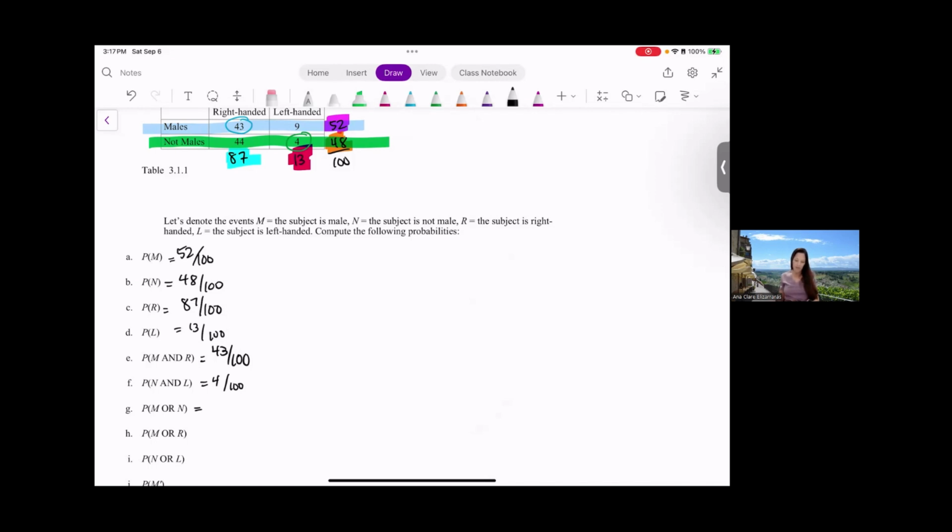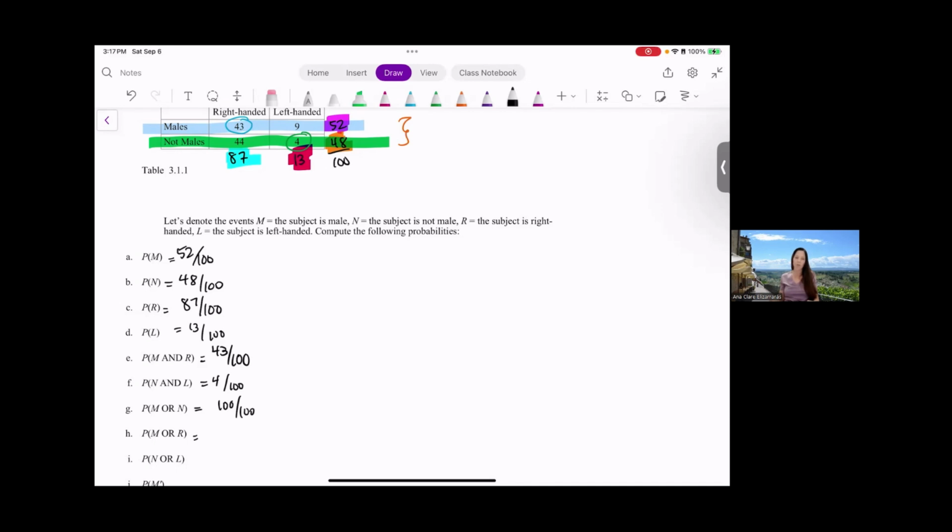The probability of male or not male would be adding the males and the not males together. All the males, all the not males, and I get 100 out of 100. Those are disjoint or mutually exclusive events.